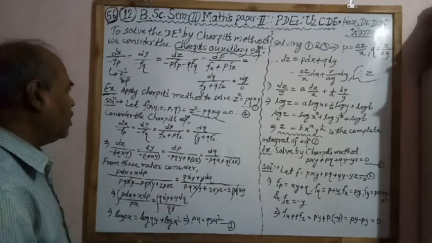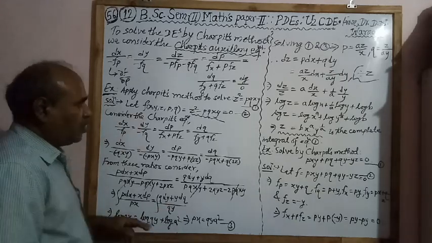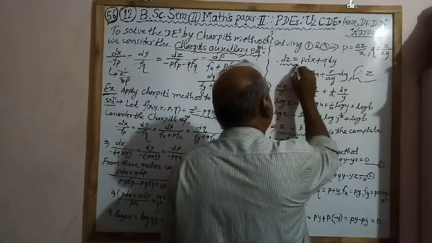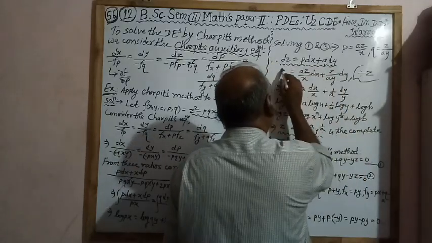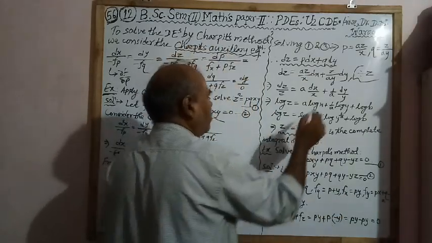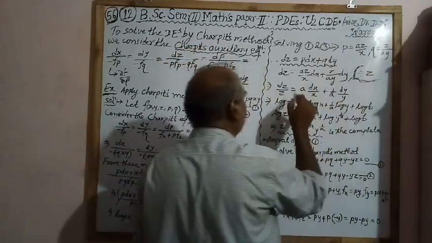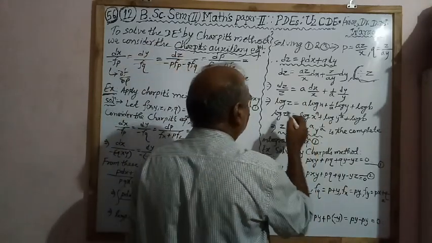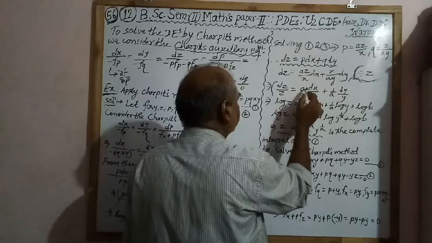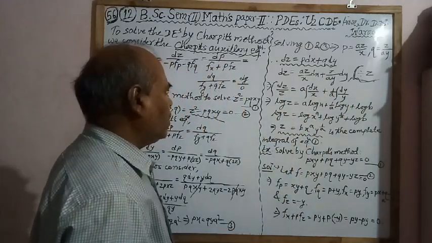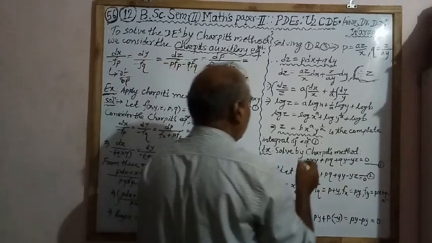We put the values in equation 1 and we find the values of p and q. Then put the values of p and q in the equation dz equal to p dx plus q dy. Therefore putting the values and dividing by z, we have dz by z equal to a into dx by x plus 1 by a dy by y. Integrating this equation, log of z equal to a log x plus 1 by a log y.